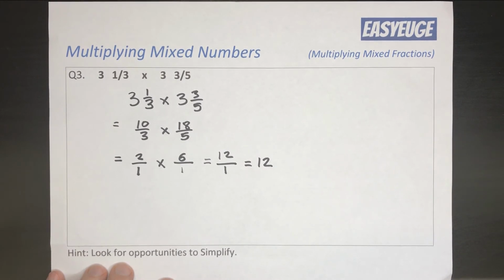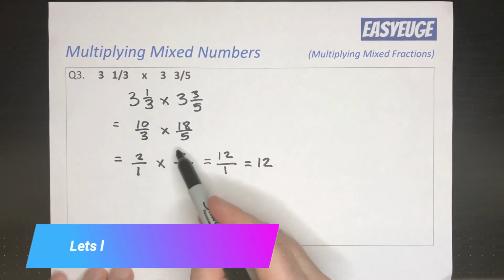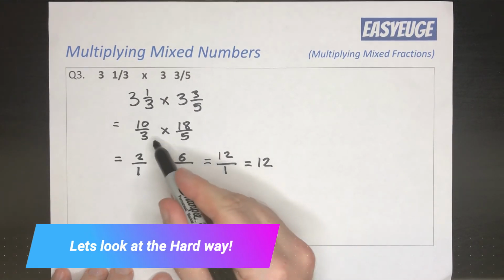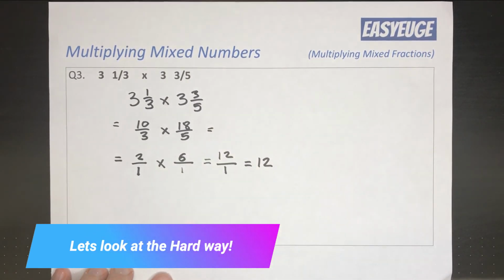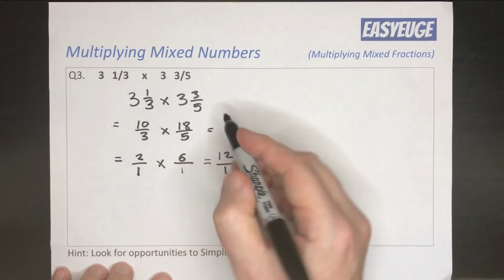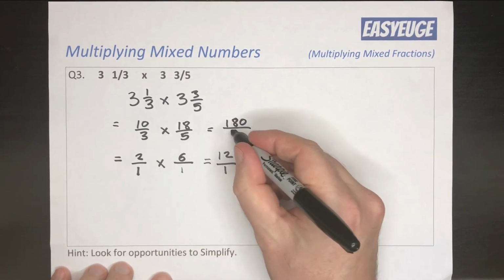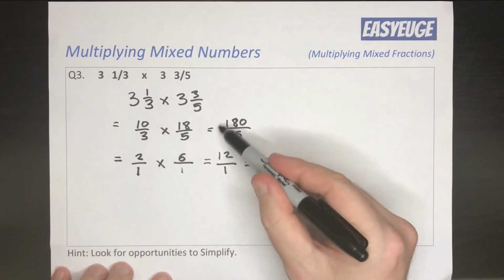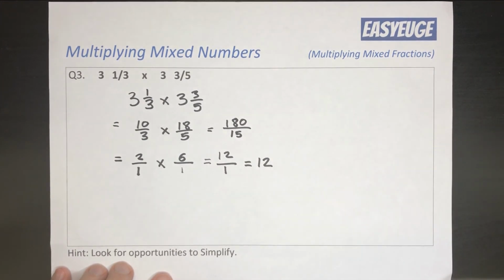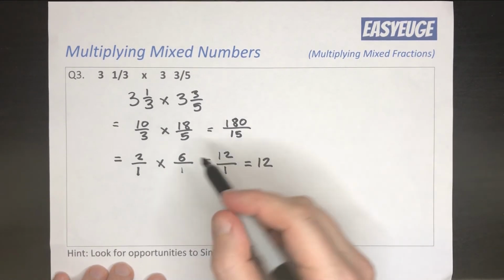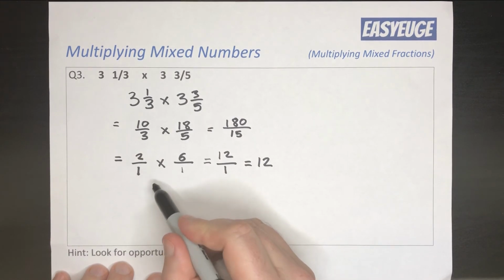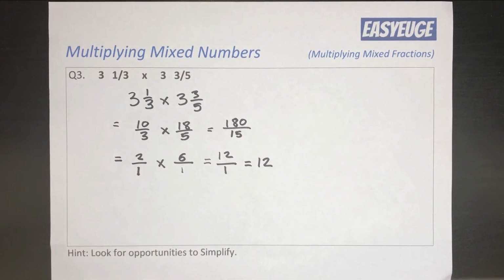Okay, what would happen if we didn't do this simplify? We would have ended up carrying straight on over here. Let's do it. 10 times 18 is 180. 3 5s are 15. Now this is a very tricky fraction to then start simplifying. So you can see it is quite hard. So always look for opportunities to simplify, to make your life so much easier and to help you get the right answer quicker.